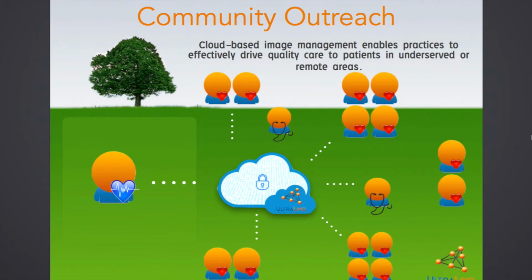One huge benefit, naturally, of cloud-based image management is that it completely eliminates any barriers of distance. No matter how remote a patient community is, they can still receive the same quality healthcare that your team provides by having a platform that connects their local healthcare providers to you for community-based collaboration.